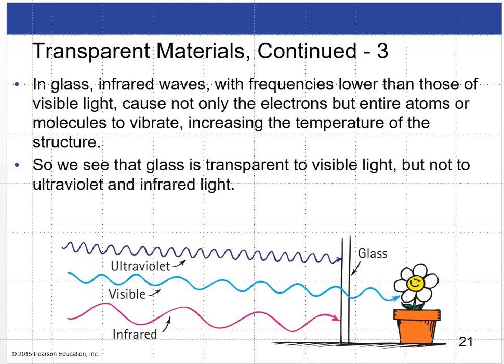Now, in glass, infrared waves, which have frequencies lower than that of visible light, cause not only the electrons, but the entire atoms or molecules to vibrate. This increases the temperature of the material. And you felt that if you put something under a heat lamp, which produces a lot of infrared energy, it warms up. So we see that glass is transparent to visible light, but is not transparent to ultraviolet or infrared light.